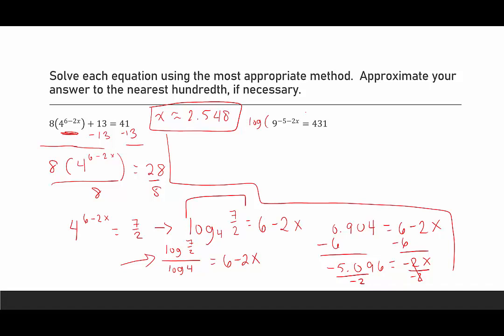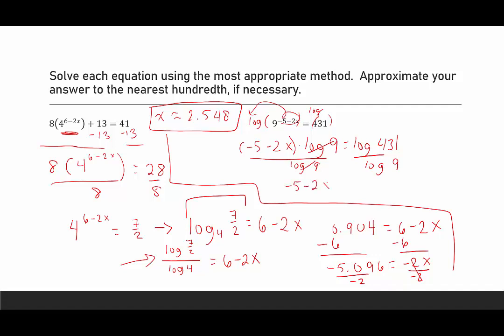So I'm going to do log of the left side and log of the right side. And when I do that, I'm going to take the exponent and write it as the coefficient. So that's going to give me negative 5 minus 2x times log of 9 is equal to log of 431. Now I can divide both sides by log of 9. Divide that out, and we get negative 5 minus 2x is equal to, it's probably a good enough time to approximate here, so log of 431 divided by log of 9, I end up with 2.761.